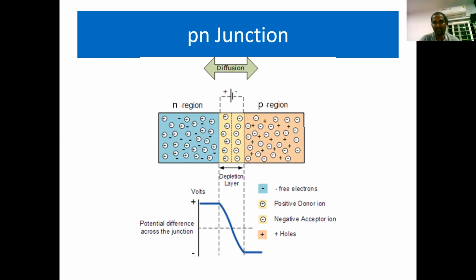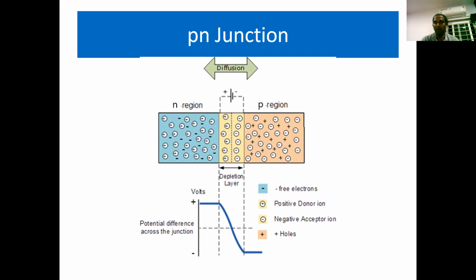Already in n-type semiconductor, majority charge carriers are electrons. Such electrons are represented with minus symbol. In addition to the majority charge carriers, we have minority charge carriers, those are holes in the n region. Such holes are also represented with plus symbol. In addition to these majority and minority charge carriers, we have positive donor ions. In the same way, in the p region, we have majority charge carriers, which are holes, and minority charge carriers, which are electrons. In addition to them, we have negative acceptor ions.